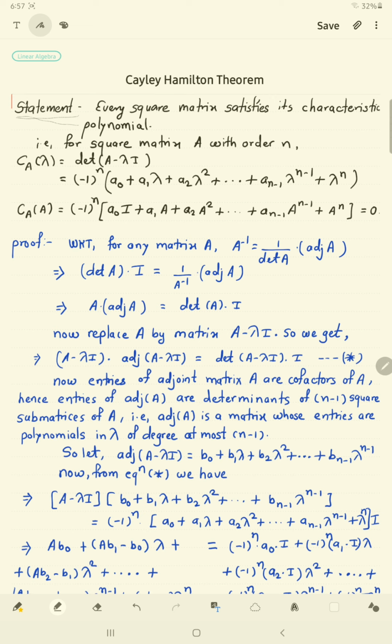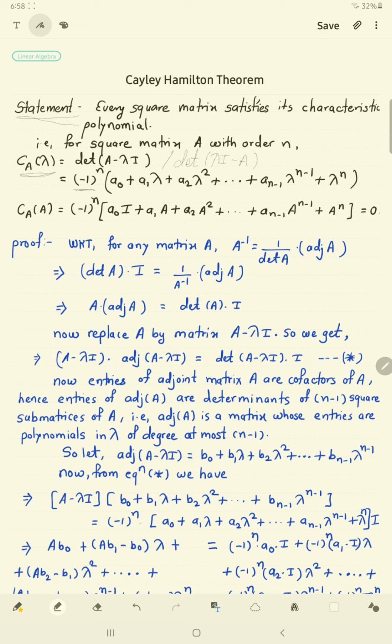That is, for any n by n square matrix A, suppose its characteristic polynomial is denoted by C_A of lambda. C is for characteristic polynomial, A is matrix A, lambda is the variable: determinant of A minus lambda I. Now, determinant of A minus lambda I or determinant of lambda I minus A, both are the same. The difference is only a minus sign, so here we adjust with minus 1 raised to n.